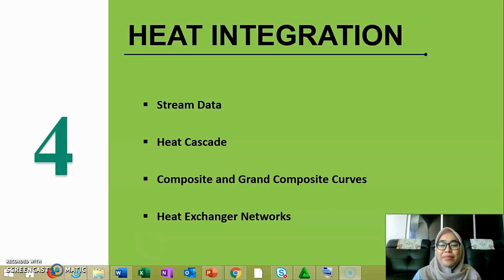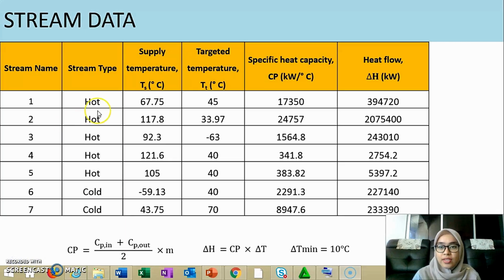Hi, my name is Amrila binti Ismail, and now I will continue with the heat integration part. There are four subtopics under this section, which include stream data, heat cascade, composite and grand composite curve, and also heat exchanger network. Here is the stream data that we obtain from our HYSYS.